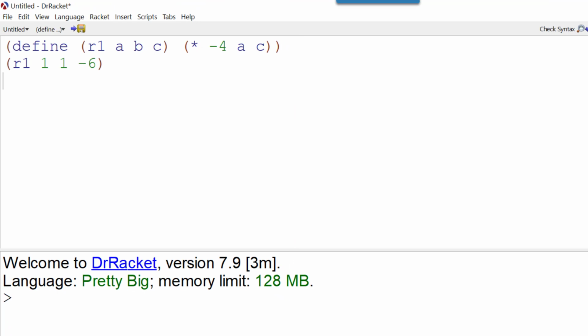Here we are in Scheme, and we're going to create a function called R1. R1 takes three parameters, A, B and C, the ones that we got when we were looking at working the problem through manually. And the first step was to find out what happened when we multiplied -4 by A and C. Now we can call that function using R1, 1, 1, -6. And if we run that, what we get is 24.